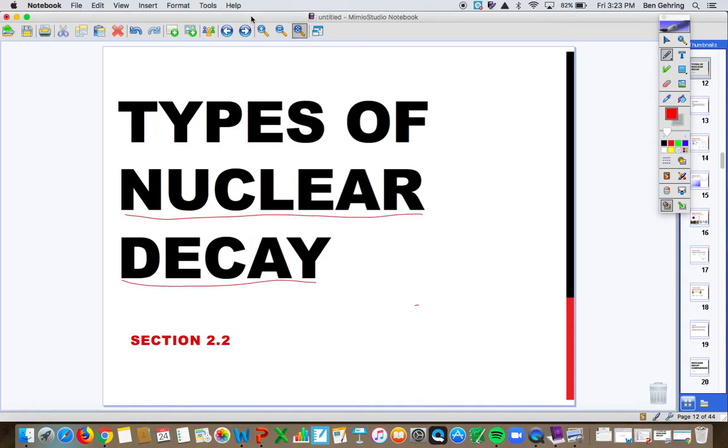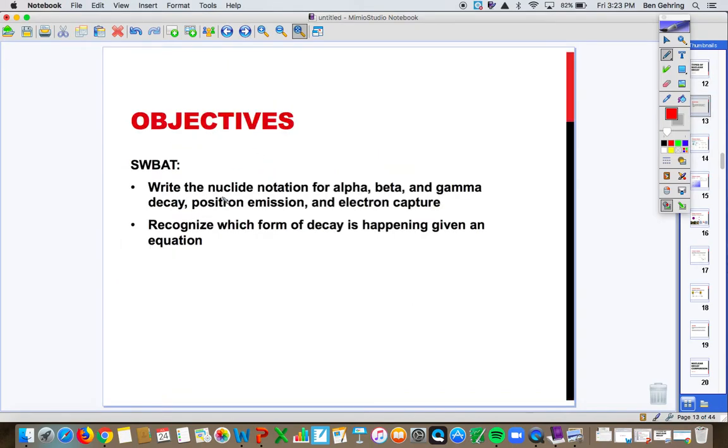So at the end of this video, you'll be able to write the nuclide notation for alpha, beta, and gamma decay, along with positron emission and electron capture. And so if we show you the nuclide notation, you'll be able to recognize these symbols for these types of decay. And then given an equation or a nuclear reaction, you can determine what type of decay is happening because you'll notice this particle. So that's what we're going to work through today.